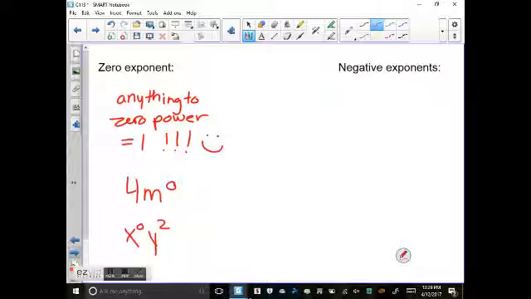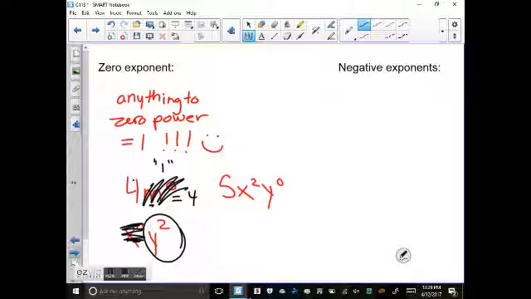In this problem here, what I tell kids is that anything to the 0 power you can just cross out because it's 1. 4 times 1 is 4, so this just turns into 4. You really need to understand what the exponent is actually attached to, and it's only attached to the n. So if I look here, I'm just left with y squared, because 1 times anything is itself. If I look here, just left with 5x squared.